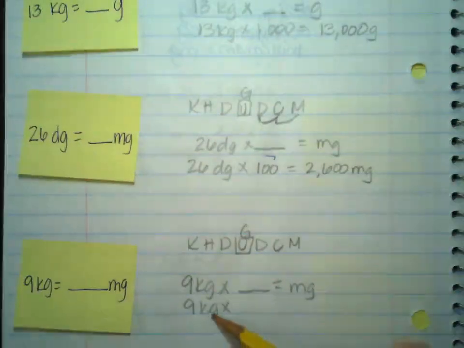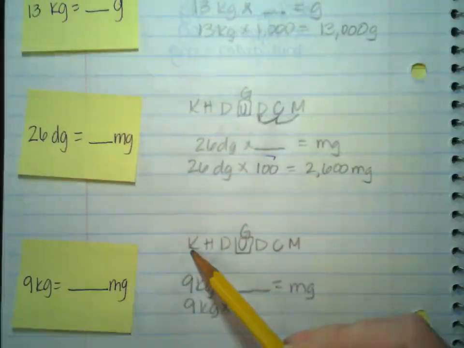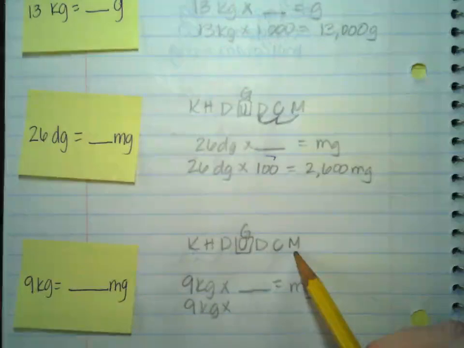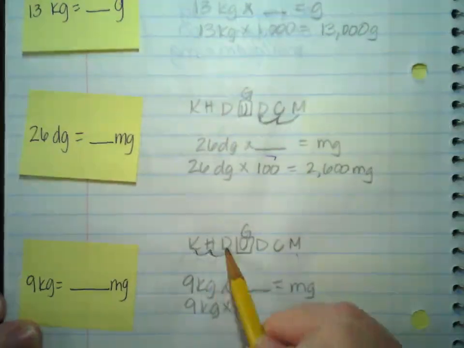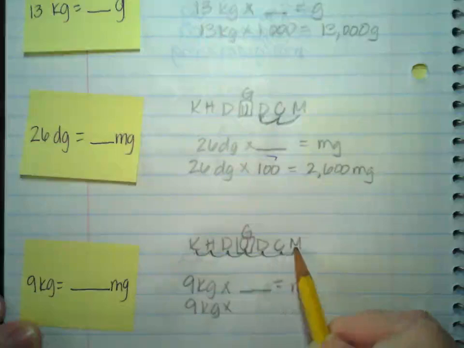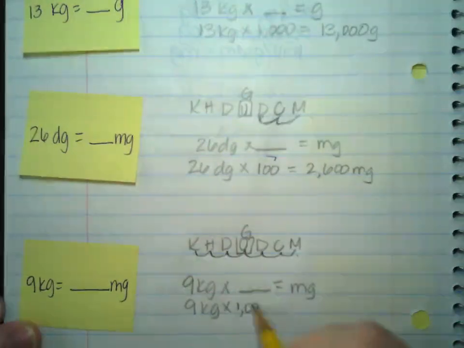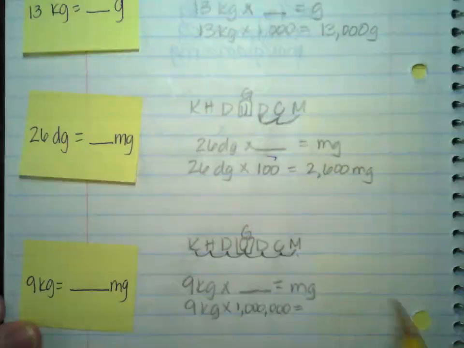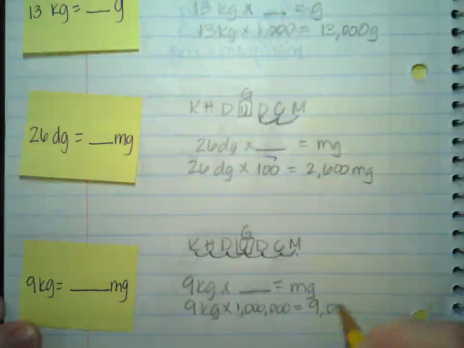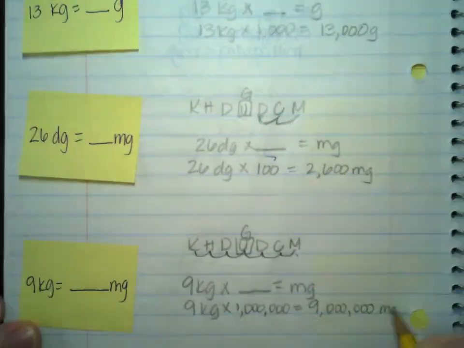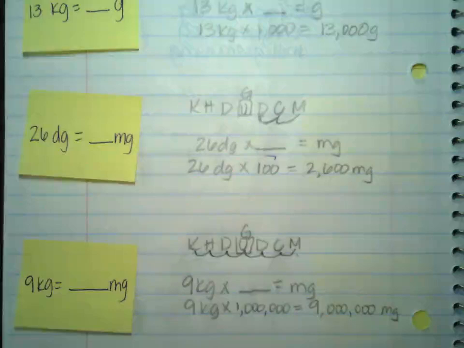So what are you starting at? What unit are you starting at? kg stands for kilograms, which is here. And where are you moving to? Milligrams, which is here. All right. So now you have your answers. We've gone through a couple problems together.